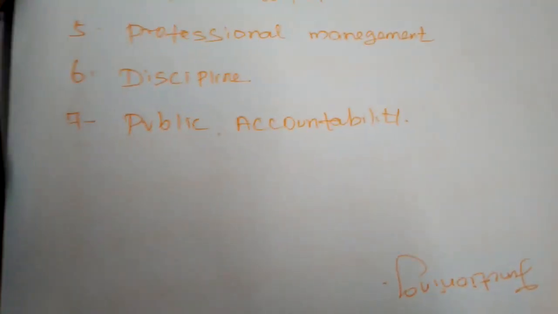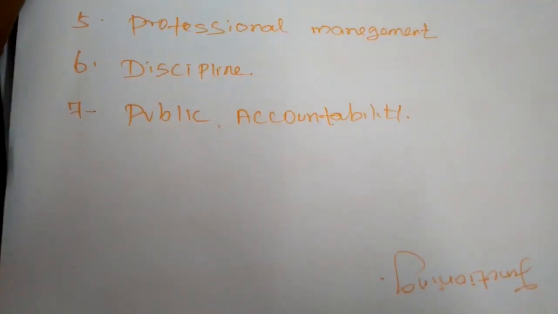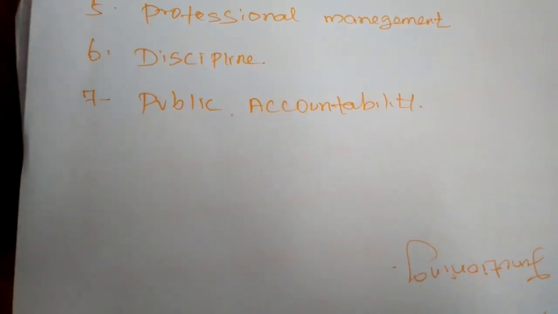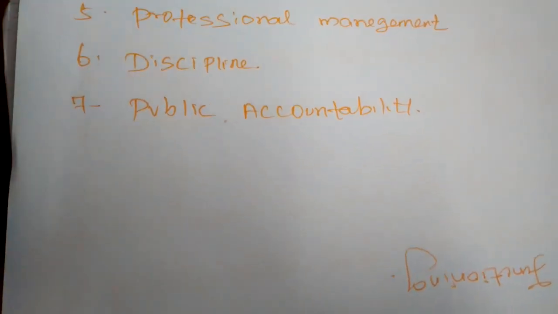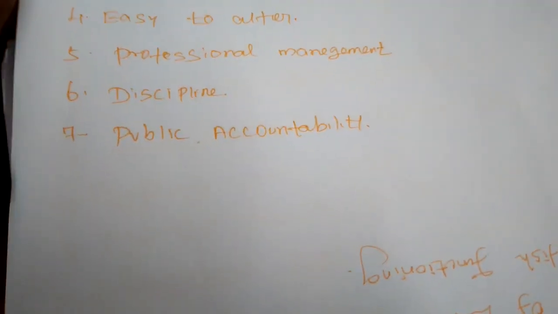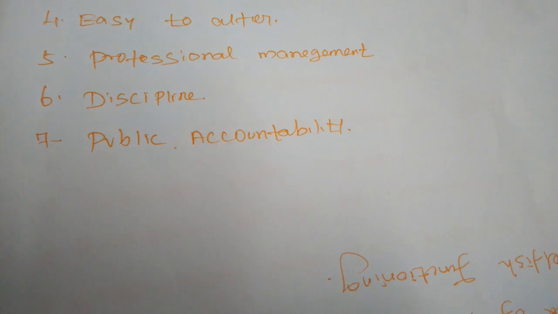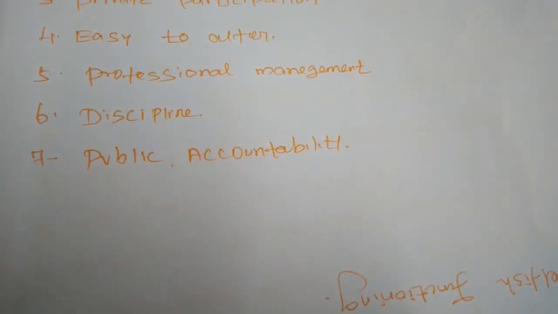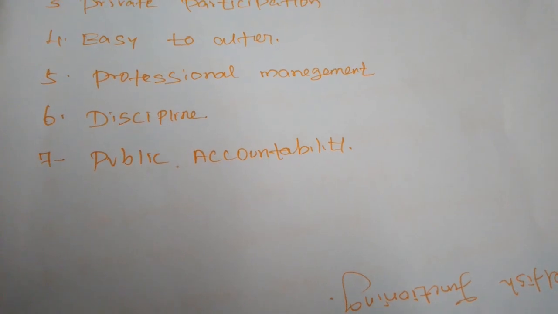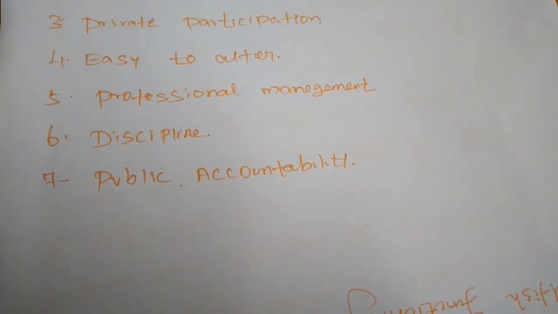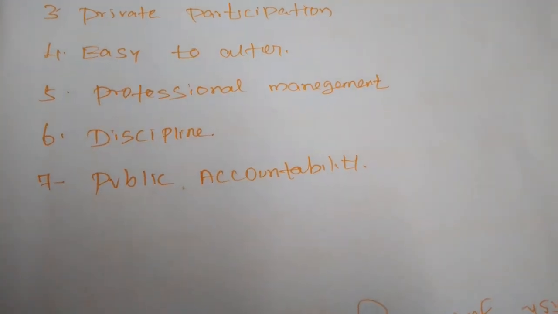Next, public accountability. The annual report of a government company is presented to the parliament or state legislature. This report can be discussed and debated there. When the report provided by the government companies is discussed, if it is truthful, the confidence of the consumers in the government will increase.